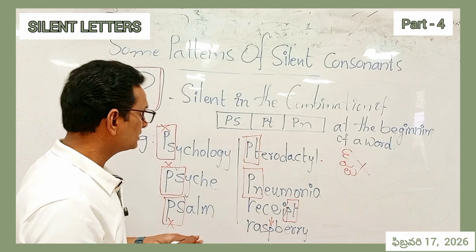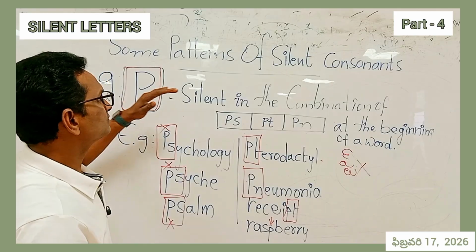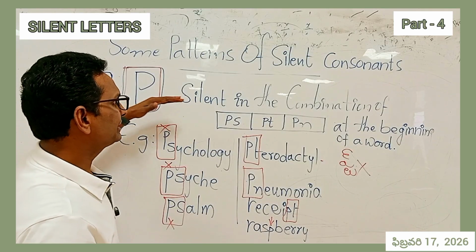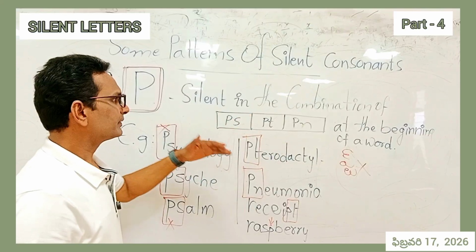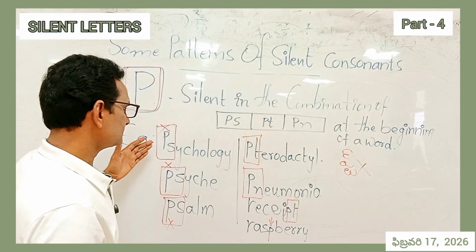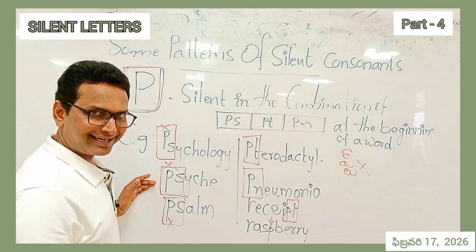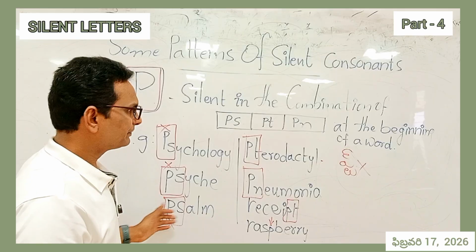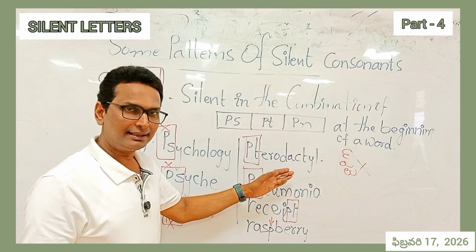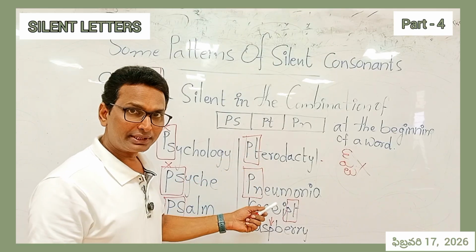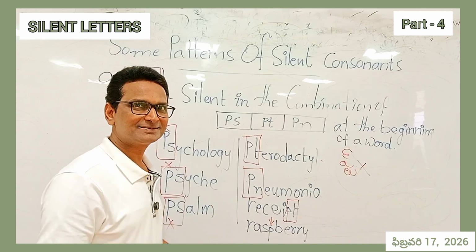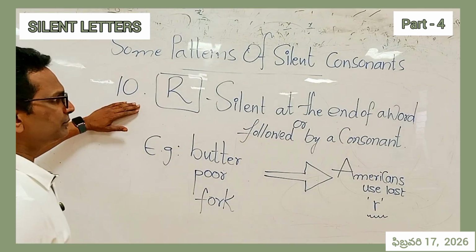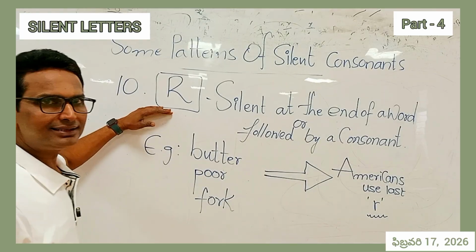Let's do the drill once. Under this ninth category, silent consonants: P becomes silent in the beginning in the combination of PS, PT, PN at the beginning of a word. Psychology, psyche, psalm, pterodactyl, pneumonia, receipt, raspberry.